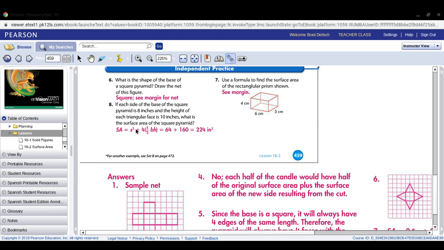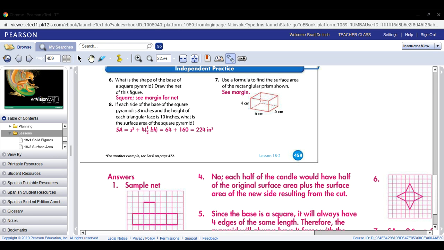So the way they got this formula here is they multiplied 8 times 8. And then what they did was they found the area of one triangle, 1/2 BH. So the base times the height divided by 2. And since there's 4, then multiply it by 4. And that's how they got 224 squared inches.